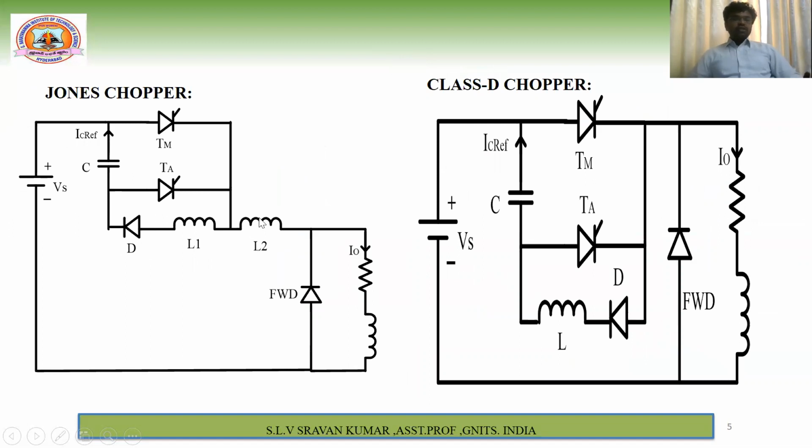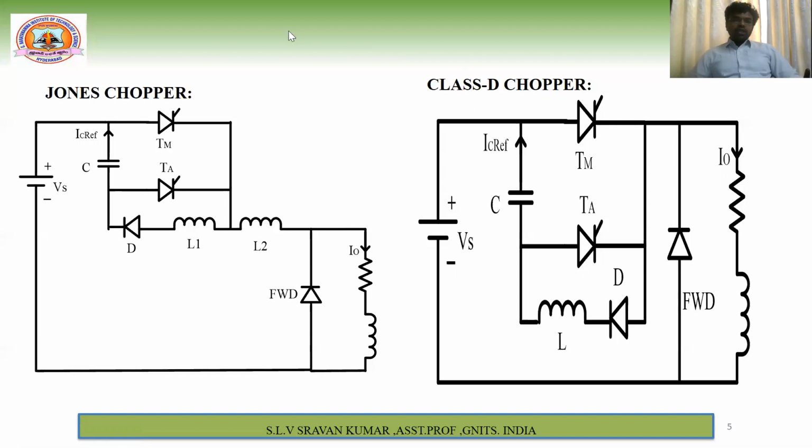The only difference is that we are taking L2, the coupled inductor, to boost the value of the capacitor voltage. That's it. And one more advantage of keeping this L2 is to smoothen your load current, right? Because this L2 and the load inductor are connected in series, the total inductance will be increased. Therefore, the load current will be almost constant. So that is one more advantage you can say, right?